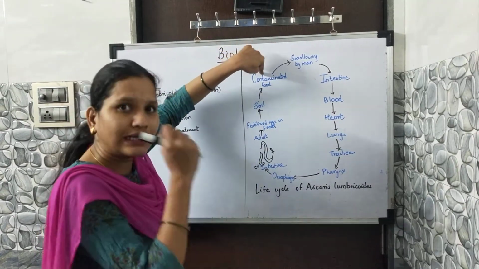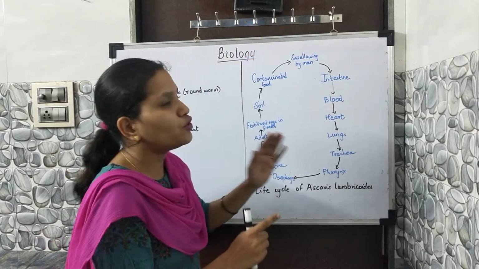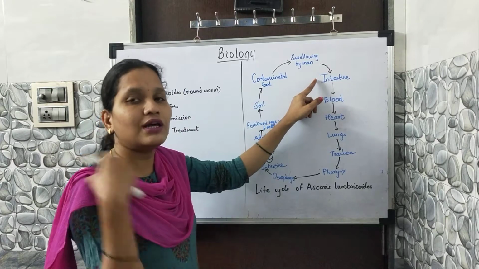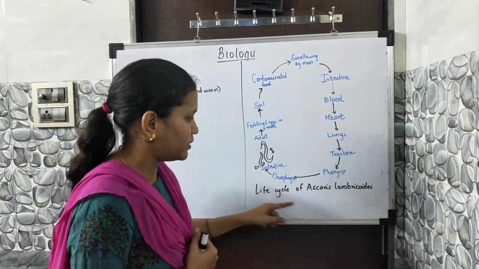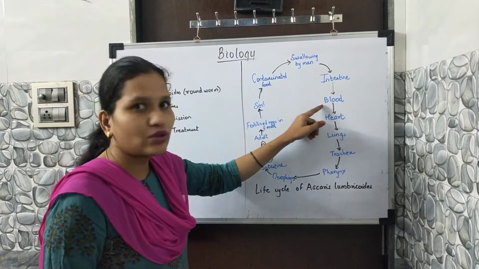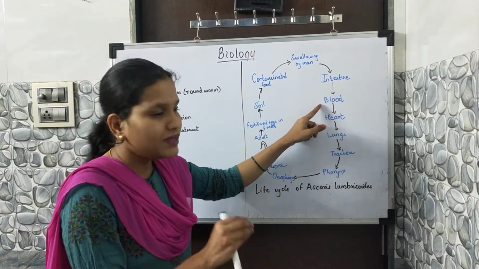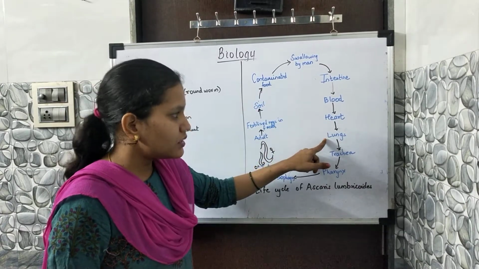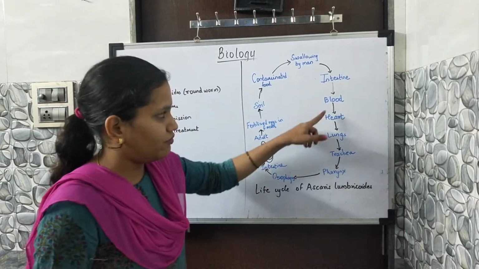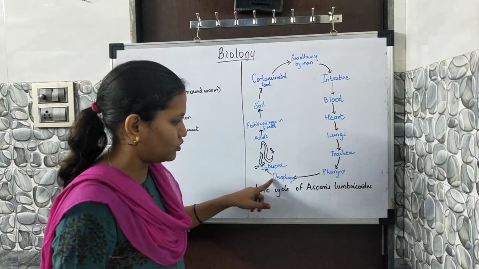So contaminated food contains the fertilized eggs, and when swallowed by man, they first reside in the intestine. As the first or larval stage, the parasite travels to different organs of the body. It enters into the blood, yes, it ruptures here and enters the blood. After that, it goes to the heart, lungs, trachea, and pharynx, and then it enters the esophagus.